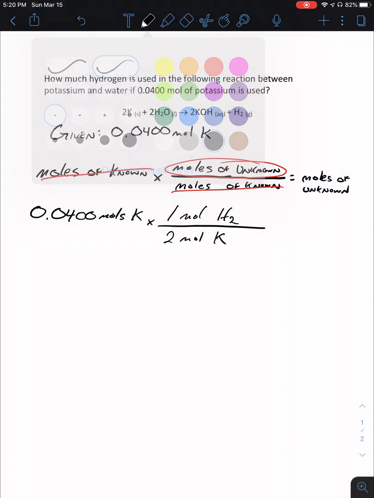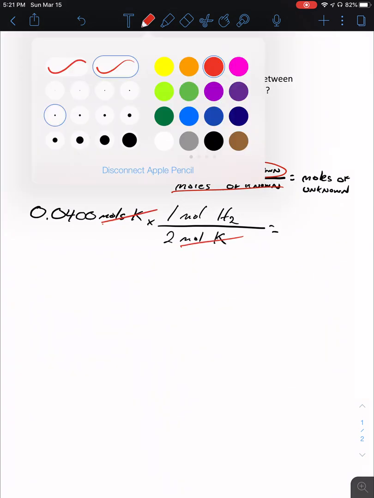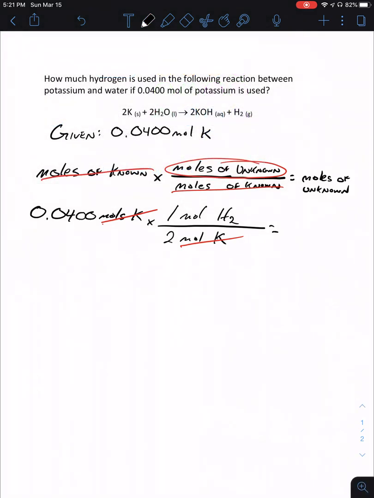Now all we do is solve this, right? As you can see, moles of K cancel out, and now we just solve. 0.04 times 1, it's still 0.04, divided by 2, and that gives us 0.0200 moles of H2.